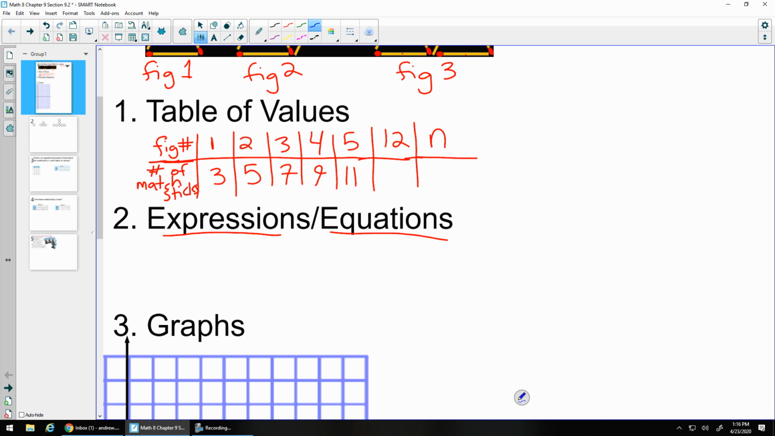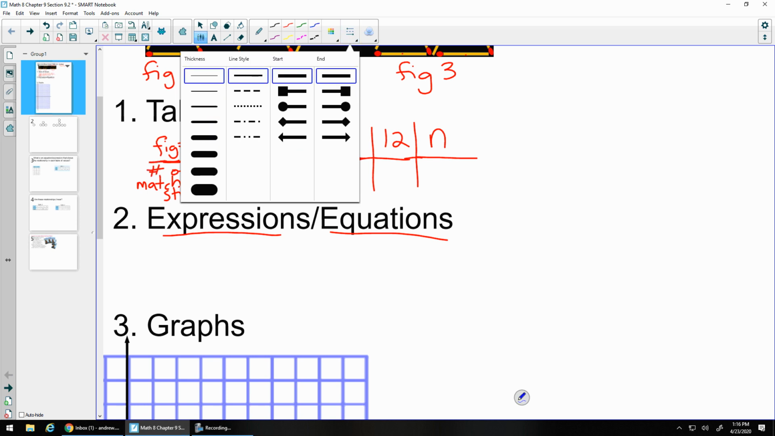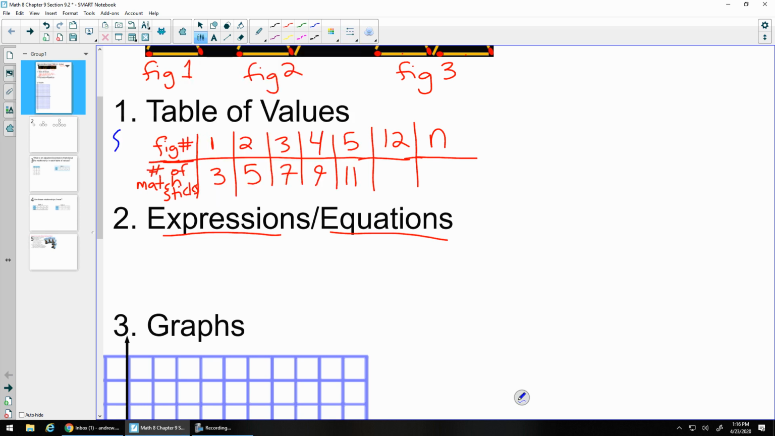I'm just going to change color here for a second. Our figure number is going up by 1 each time. That's going to be the easiest way. If you have one of your values going up by 1, it's going to be the easiest for you to figure out what this expression or equation would be.